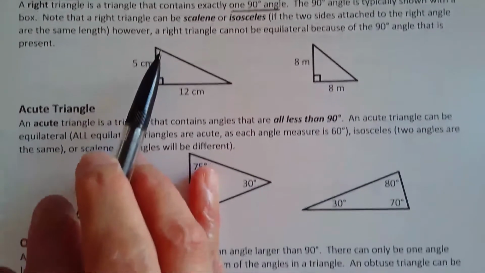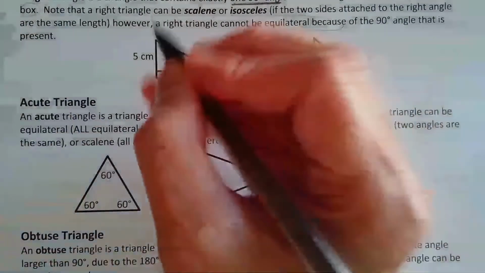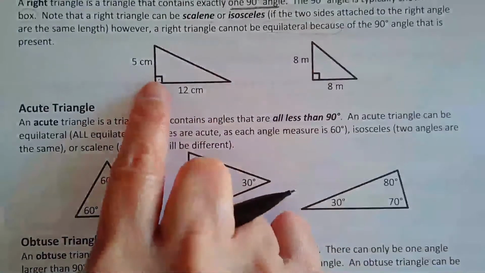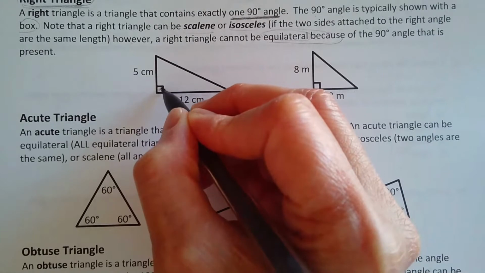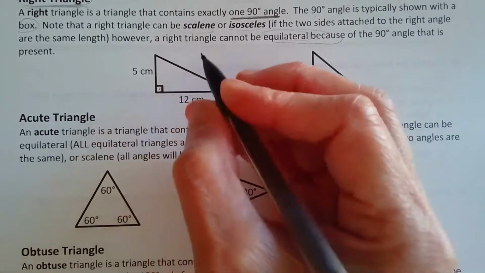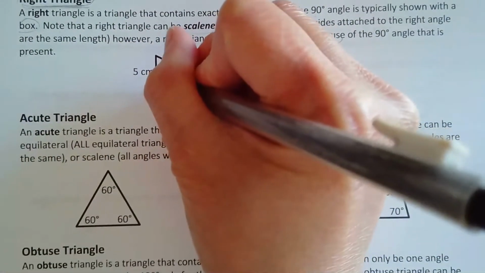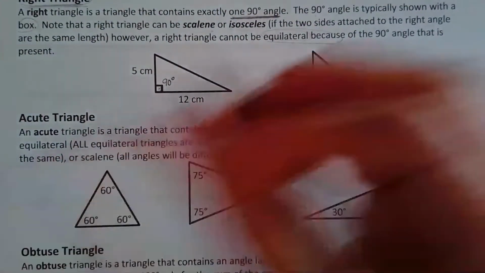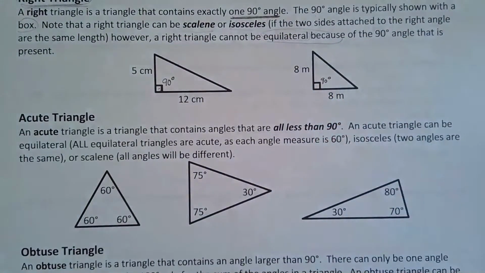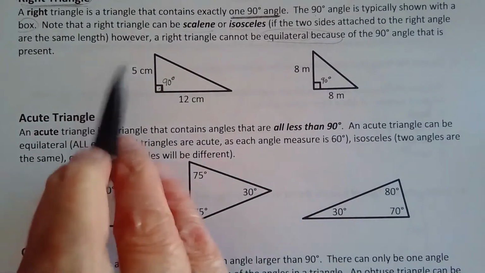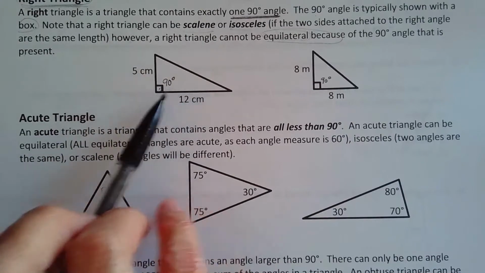So here, this is a right triangle because it has a 90-degree angle. We don't usually write 90 degrees here. We just write down the little tiny box or little square there. When you see that, it tells us it's 90 degrees automatically. And this one here, this is 90 degrees right there. So this is a right triangle.